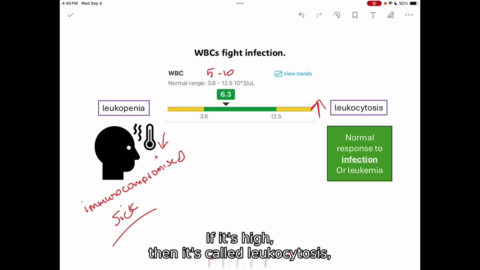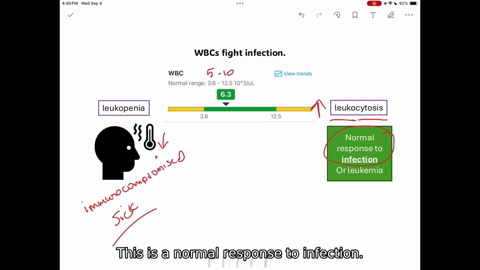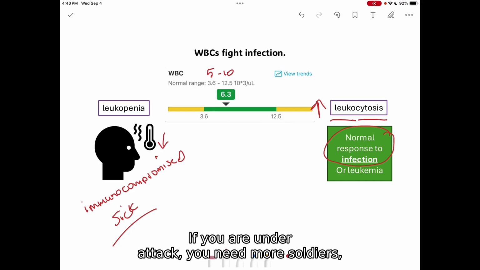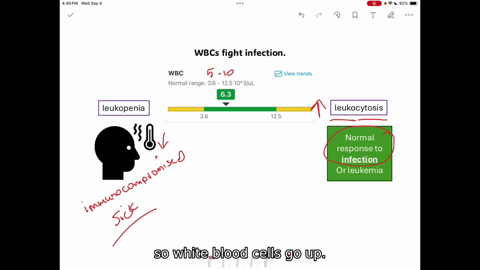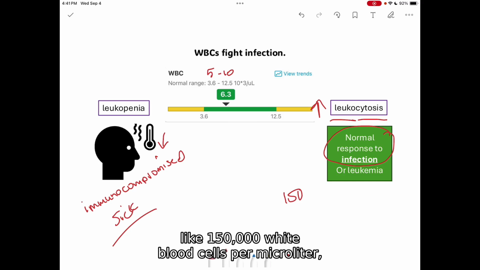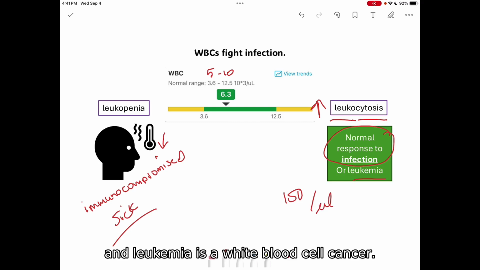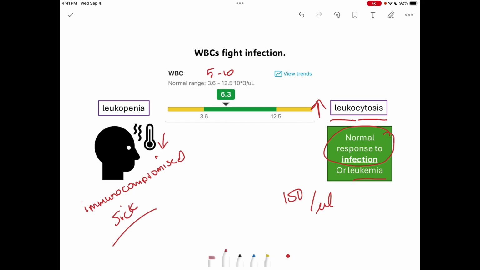If it's high, then it's called leukocytosis, so high white blood cells. This is a normal response to infection. If you are under attack, you need more soldiers, so white blood cells go up. If they're super high, like off the chart high, like 150,000 white blood cells per microliter, then that's leukemia, and leukemia is a white blood cell cancer.